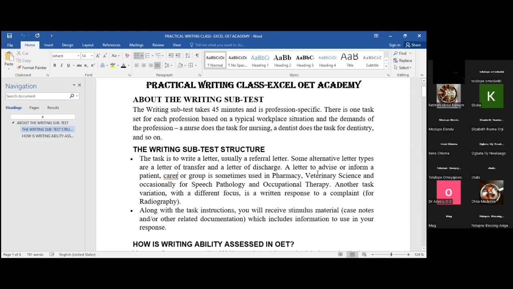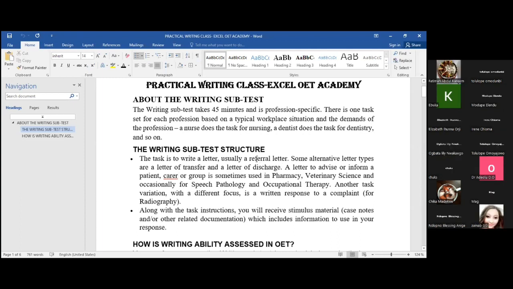Thank you. All right. And other kinds of letters you have will be transfer letters and discharge letters. Usually, most times, the discharge letters are common with the nurses. Okay, a letter to advise or inform the patient, you can also have that. An update letter or an information letter.